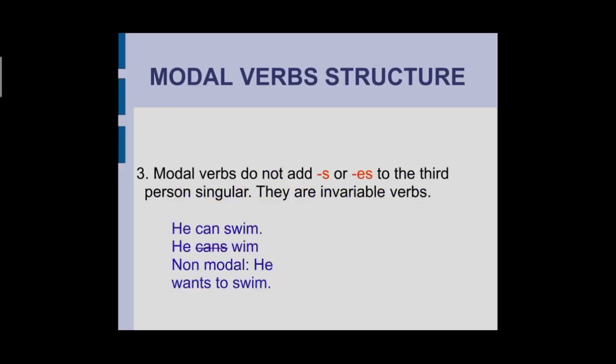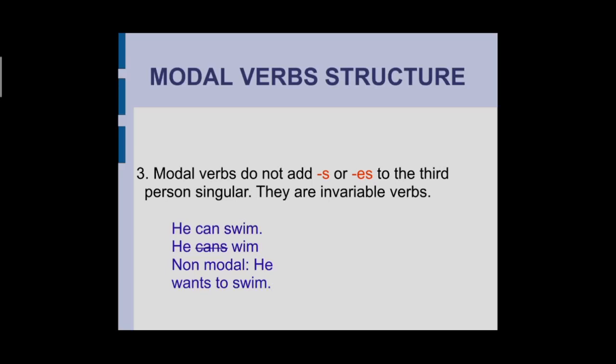Next one, modal verbs do not add s or es to the third person singular. They are invariable verbs. So in any of the modal verbs we have studied so far, s and es are not used. Take a look at the example. He can swim. We can't say he cans swim. That's wrong. We can't say she cans swim. That's also wrong. They cans swim. That's also wrong. So the right form is he can swim, she can swim, he can do his homework, she can do his homework and all.